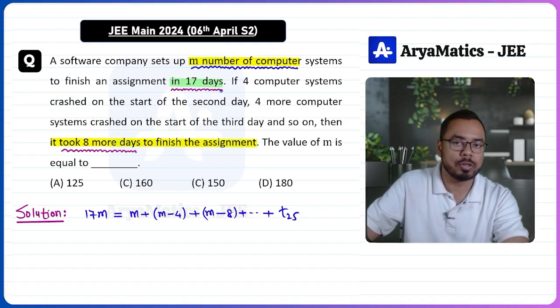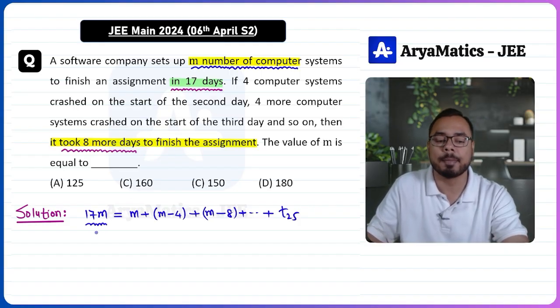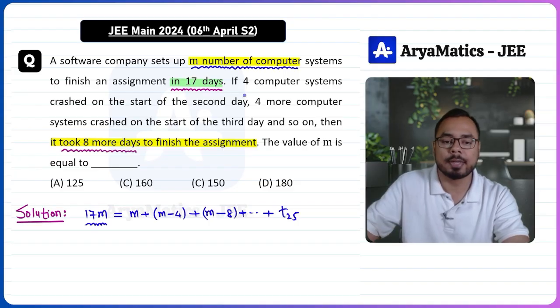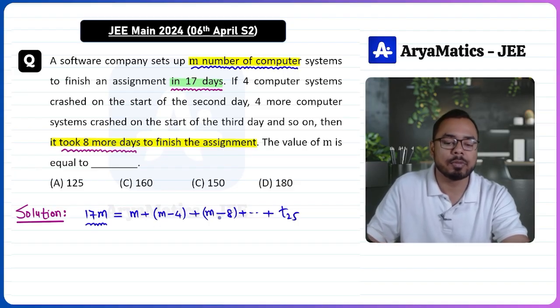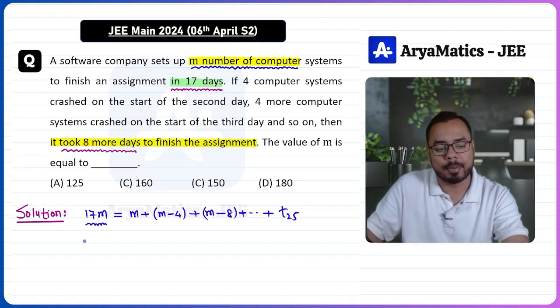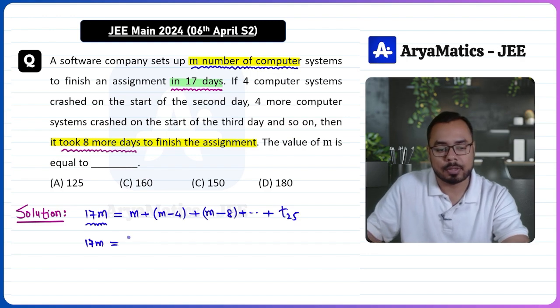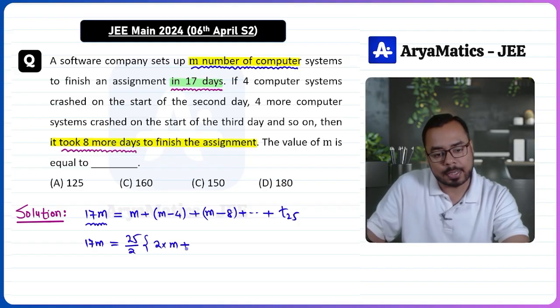If we have to complete the job in one single day, the number of computers required, this will be 17 into m, and on right hand side m plus m minus 4 plus m minus 8 and so on up to 25 terms. And now we have to solve for m. So from here you can see that 17m, and this will be we have an AP, and in AP the sum of n terms is n by 2, 2 into a plus n minus 1 into d, right?